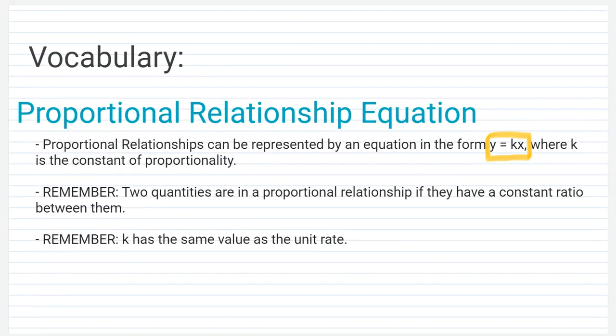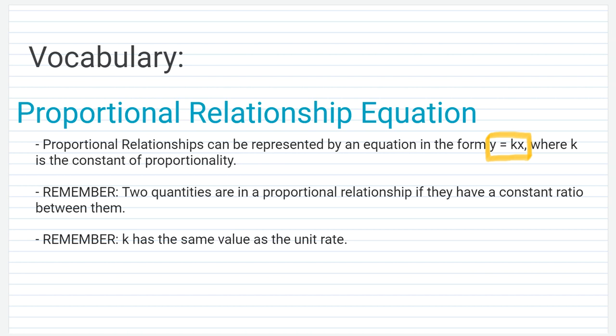Y equals kx. So proportional relationships can be represented by an equation in the form y equals kx, where k is the constant of proportionality. In a previous video, we talked about the constant of proportionality in a graph, and in a prior video to that, we talked about the constant of proportionality in a table. Today we're specifically looking at equations, but it's all directly related, where k is that constant of proportionality. And remember, two quantities are in a proportional relationship if they have a constant ratio between them.